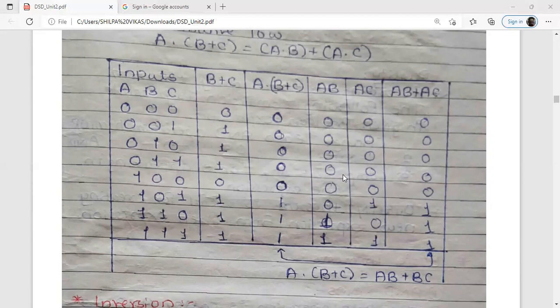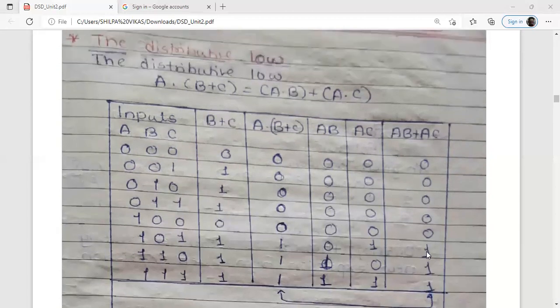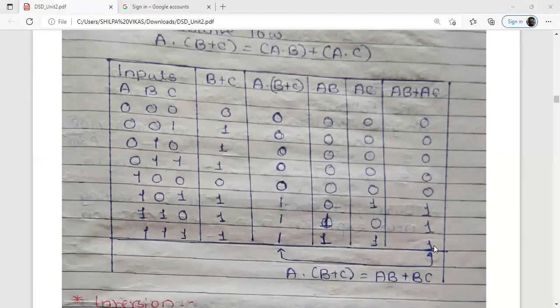So let's understand by adding these two values. So 0 plus 0, 0. So all zeros, first 5 times. And here one of the inputs is 1. So 0 plus 1, 1. 1 plus 0, 1. 1 plus 1, 1. So as we compare the A dot B plus C values and AB plus AC values, then we can say that we can prove the distributive law by using this truth table.